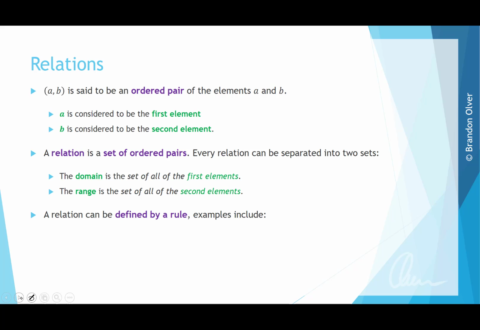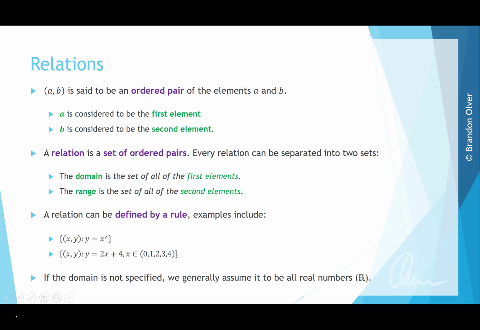So examples of this include the set of ordered pairs (x, y) such that y is equal to x squared. And another example could be the set of ordered pairs (x, y) such that y equals 2x plus 4, where x takes the values 0, 1, 2, 3 and 4. And we'll investigate this particular example in a moment's time.